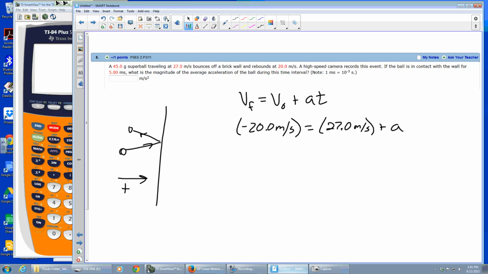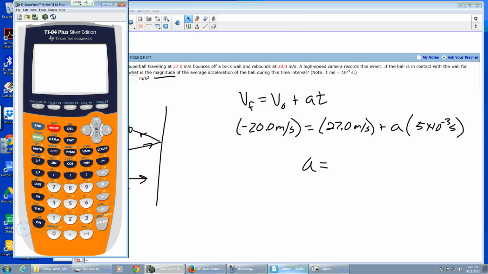Do we expect a positive or negative value for our a in this case? Well, if our velocity is going from positive to negative, what do you think? Negative. But what do you think we should put as our answer? Positive, because they asked here for the magnitude. They just want to know how big it is, not what direction. So, and then my time is 5 times 10 to the minus 3 seconds. Solve for a. And I'm going to get a negative number, and then I'm going to use that.